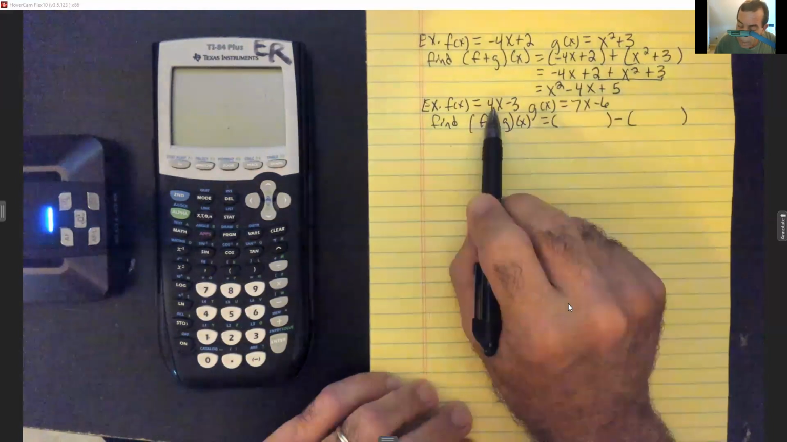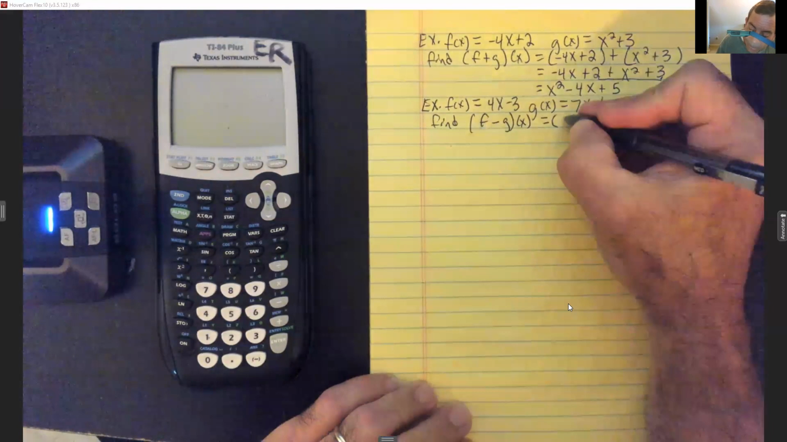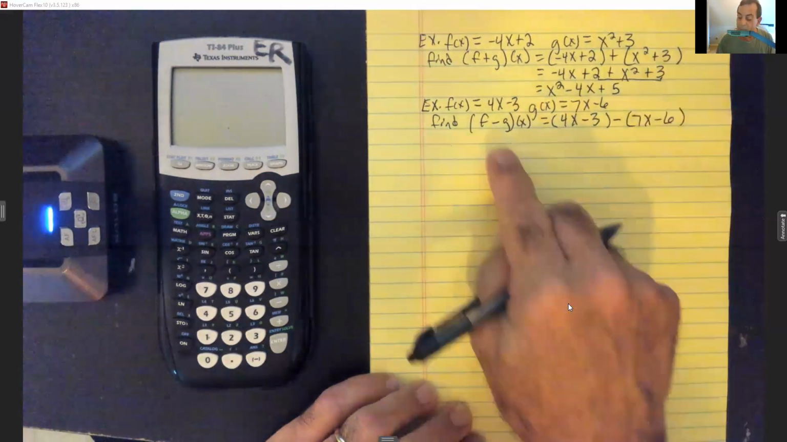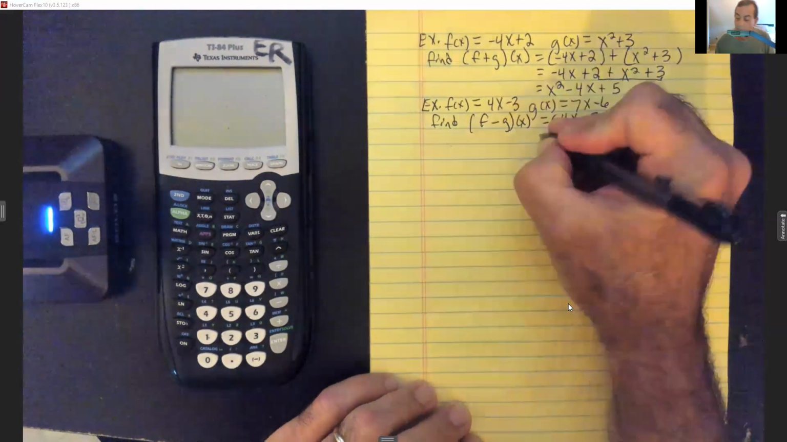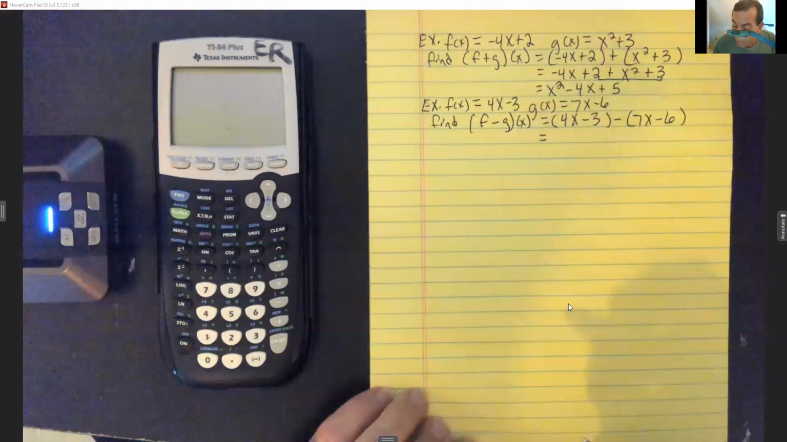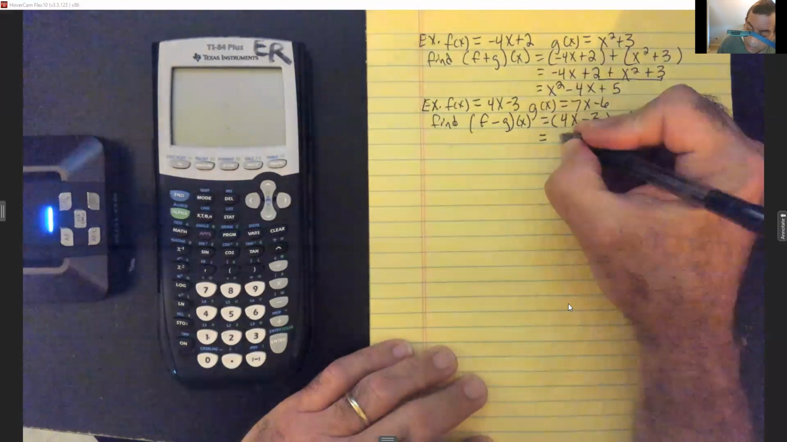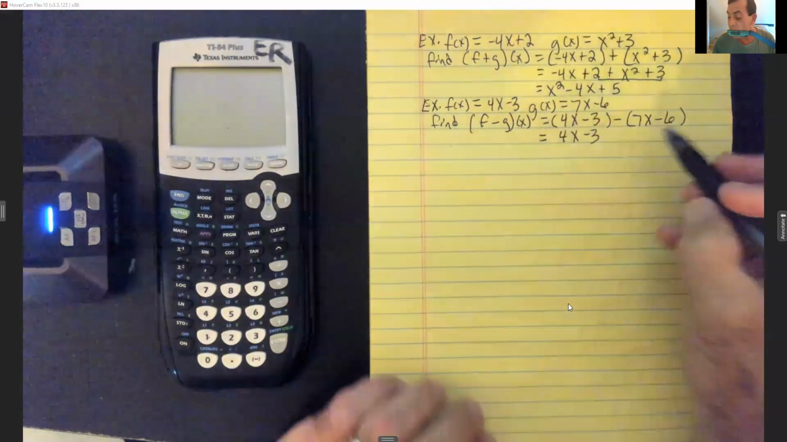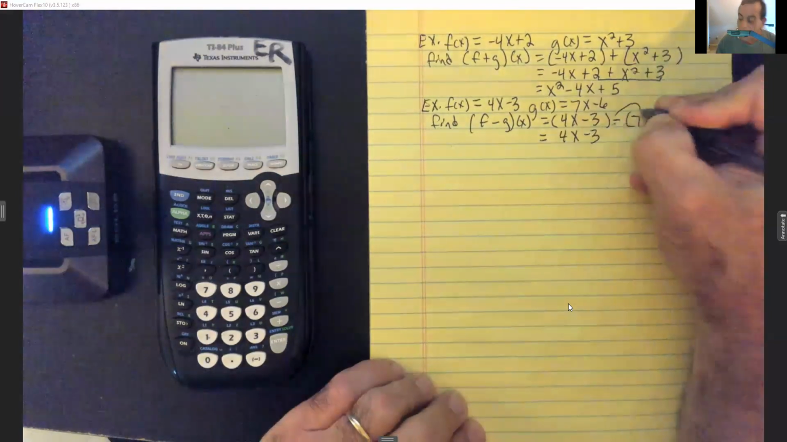In place of the f of x here, I'm going to put the 4x minus 3. In place of my g of x, I'm going to put 7x minus 6. So remember, f minus g of x is f of x minus g of x. Now, the first part, you don't have anything in front of that, so you can drop those parentheses and bring down that 4x minus 3. But anytime you got parentheses following subtraction, you got to take that negative and distribute it.